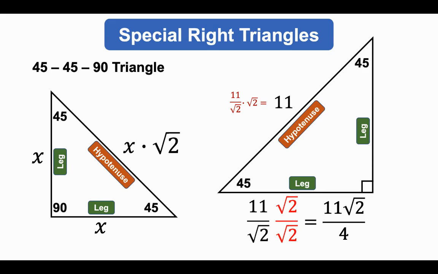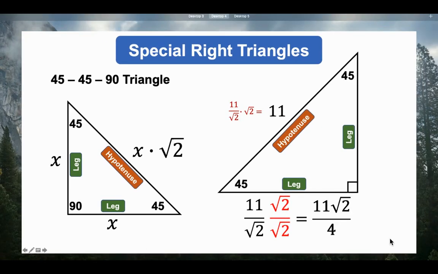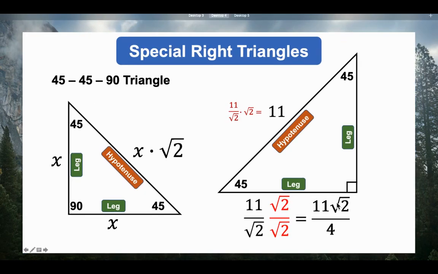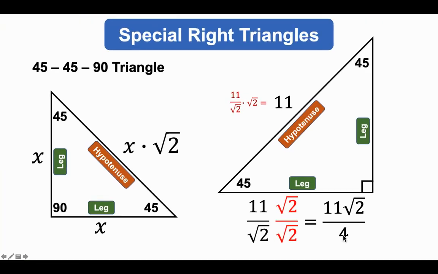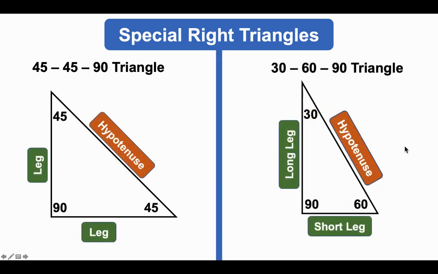Let me see. Yeah, I don't have my drawing tools up. But yeah, sorry, that's a typo. That should be a 2. And then you're going to take that and put it over here. So that's going to be 11 square root of 2 over 2, not 4. Okay, sorry. And so that's the 45, 45, 90.